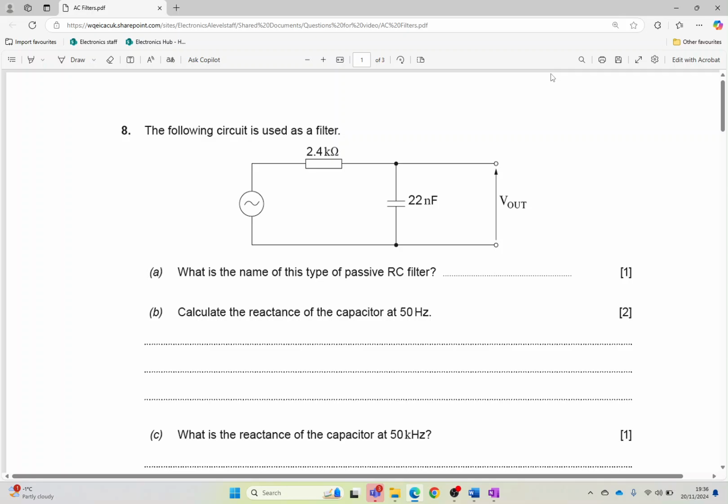Okay, so let's do a little bit of a video talking about AC filters. So first of all, what type of filter have we got here? The capacitor, it's a passive filter because there's no power supply. Passive filters, of course, are going to have a gain of 1 or less. The capacitor in this case is coming after the resistor. So this is going to be our treble cut filter.